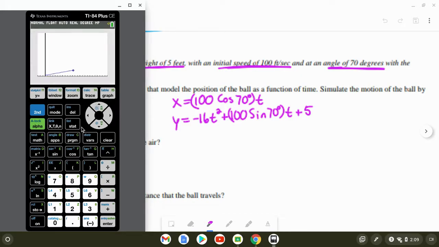Again, time, no, I accidentally hit trace. We'll see how that goes. Okay, so we see how this ball is going here. Again, our max up here is 250. Our max over here is, what do we say, 25. So that ball was still going up.